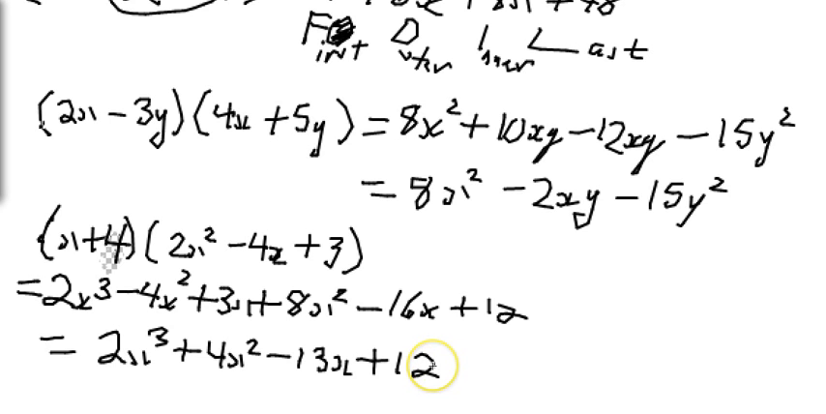So binomial times trinomial, that's 2 terms times 3 terms. 2 times 3 is 6. You will get 6 terms in the initial expansion, and then this is collected down into 4 terms. Okay, we'll come back and we'll look at some special products.